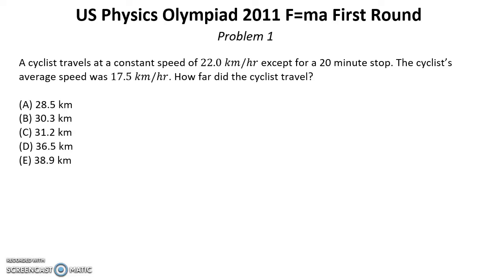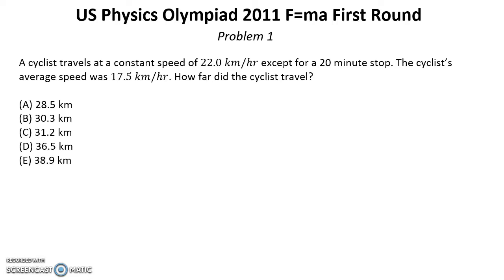First problem. A cyclist travels at constant speed of 22.0 kilometers per hour, except for a 20-minute stop. Cyclist average speed was 17.5 kilometers per hour. How far did the cyclist travel? Solution.